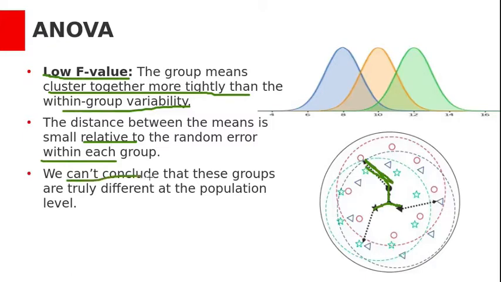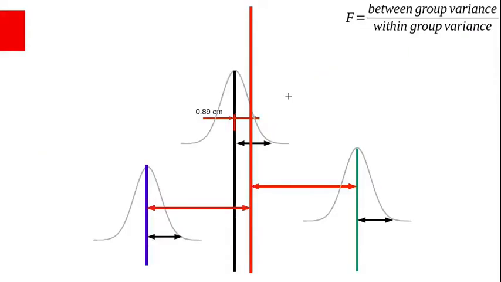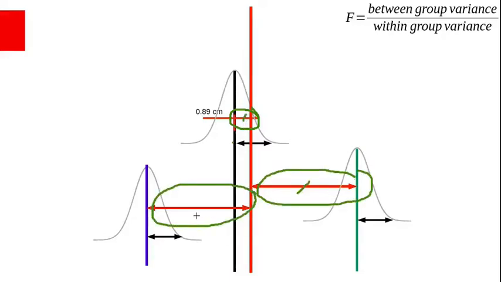So we cannot conclude that these groups are truly different at the population level. Suppose we have three samples. First sample mean is somewhere here, and second sample mean, third sample mean. Overall mean of all these three samples is around here, this red line. Between group variances, this red line, this difference and this one. Sum of all these differences is the between group variance.